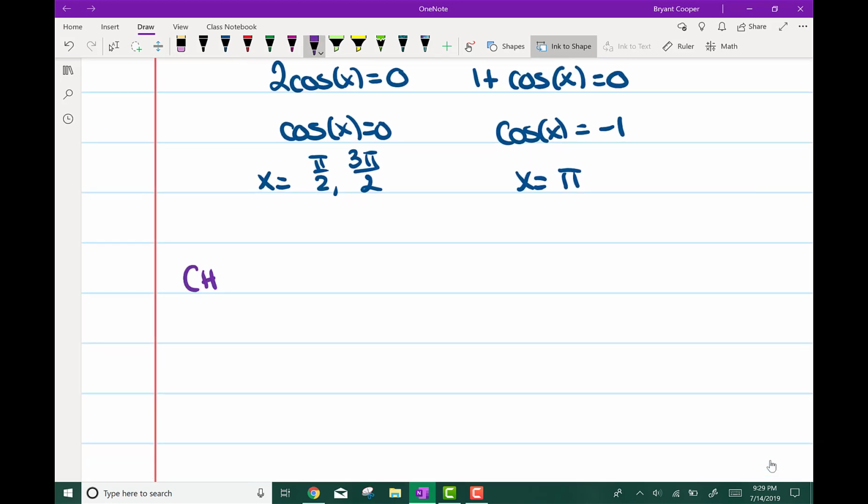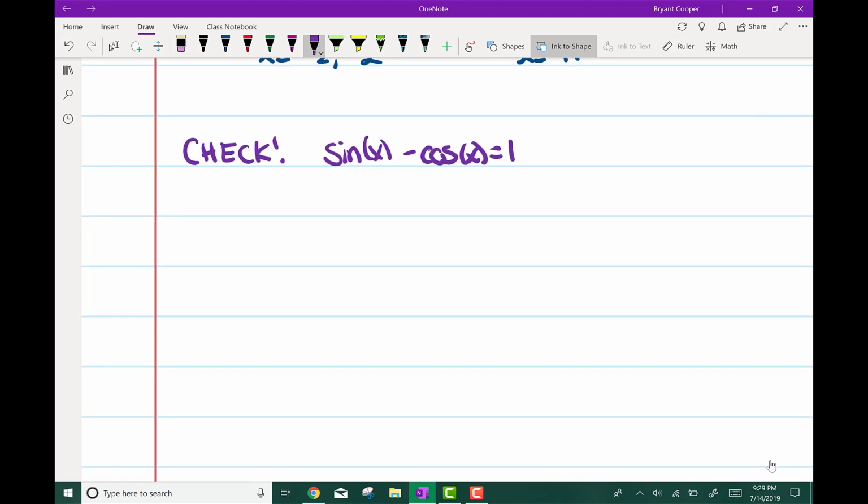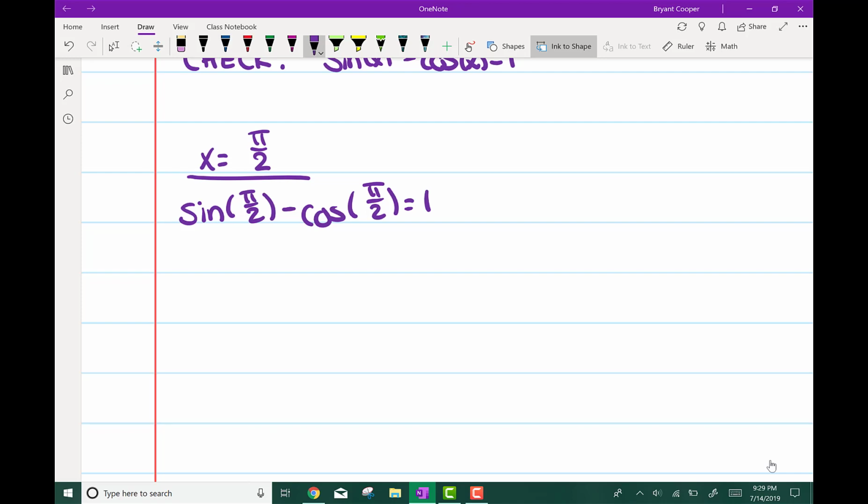So our very last step is to check our solutions. And we're going to use the equation sine of x minus cosine of x is equal to 1. So our first value we're going to check is pi over 2. So you get sine of pi over 2 minus cosine of pi over 2 is equal to 1. Sine of pi over 2 is 1. Cosine of pi over 2 is 0. So 1 is equal to 1. So that checks out.